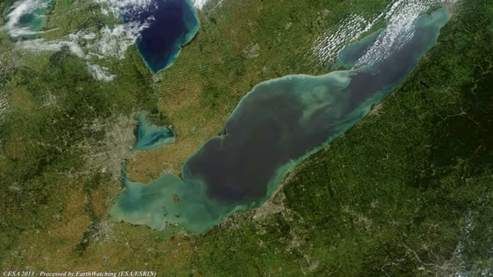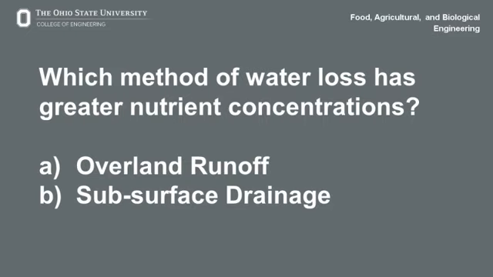So when we think about the nutrient concerns in Ohio, I have another question here, and that's which method of water loss from agriculture has higher nutrient concentrations? So if I have a gallon of water loss from a field, which has more concentrated nutrients, the overland runoff or drainage from subsurface drainage? So I'll take a second and let y'all answer that question.